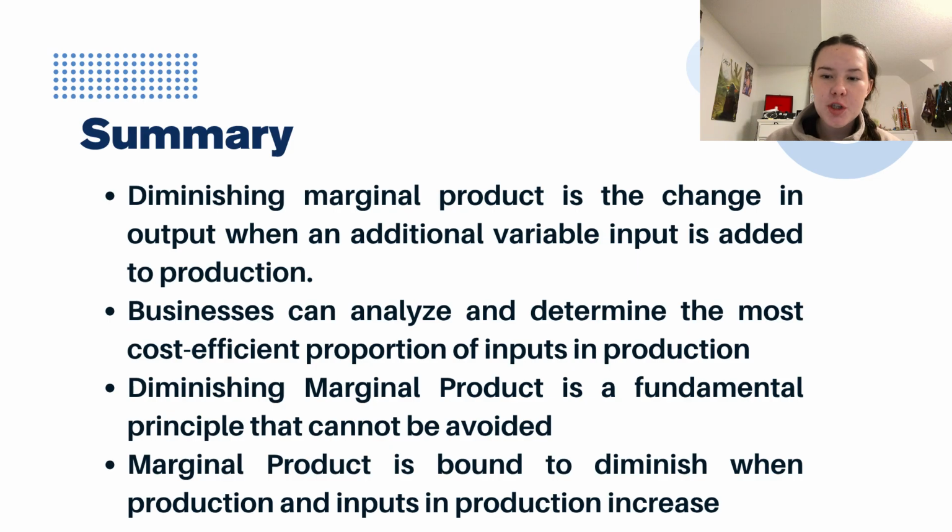To summarize, diminishing marginal product is a change in output when an additional variable input is added to production. Businesses can analyze the relation between their inputs and outputs and determine the most cost-efficient proportion of inputs in production. Diminishing marginal product is a fundamental principle in economics that cannot be avoided. As production increases and inputs increase as well, marginal product is bound to diminish.